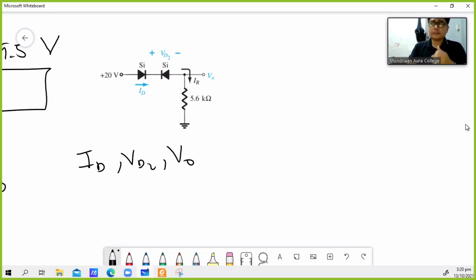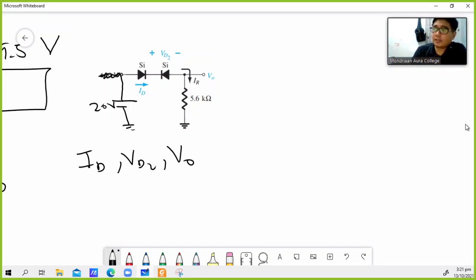We can redraw this circuit. Ilagay natin yung standard form ng ating source. So pwede siyang ganitong itsura para mas madali natin siyang ma-analyze. This is 20 volts. Yan. So pareho lang naman yan. So next na gagawin natin is we're going to determine the condition of the diodes. No, pareho lang naman silang silicon. Alam natin na 0.7.